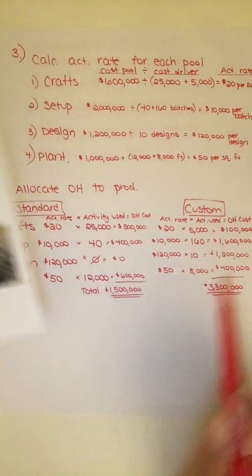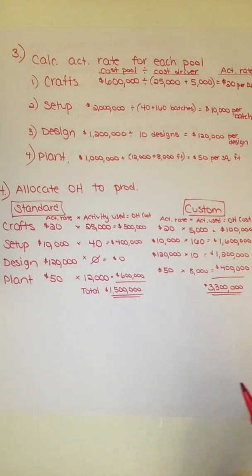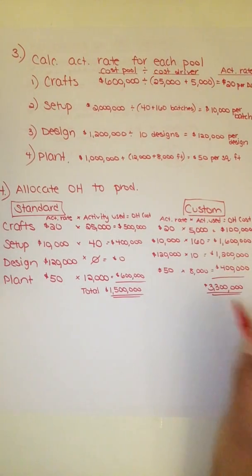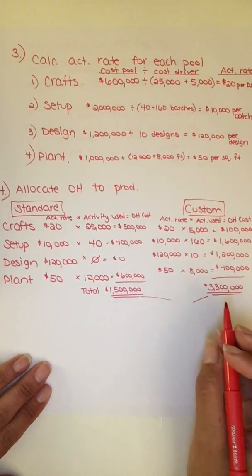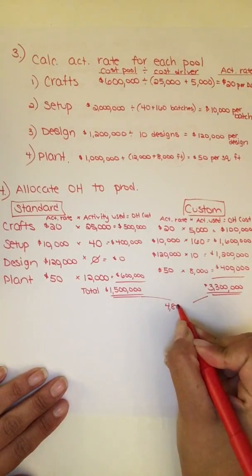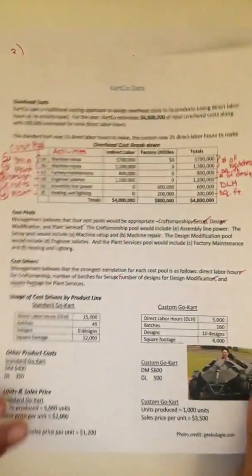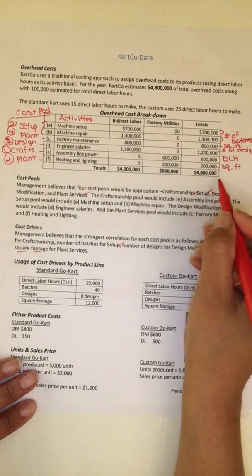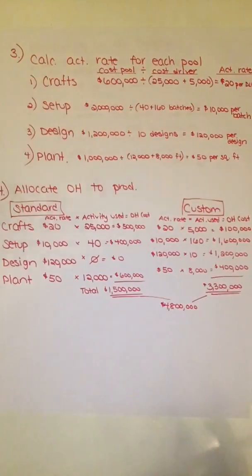That's where we obtained those figures: 5,000 hours, 160 batches, 10 designs, and 8,000 square feet. That gave us total overhead cost to the custom line of 3.3. I like to do an extra check. I like to make sure of the sum of these. If you add that up, we're going to get 4.8 million. I like to double check. We have total overhead costs to allocate of 4.8 million.